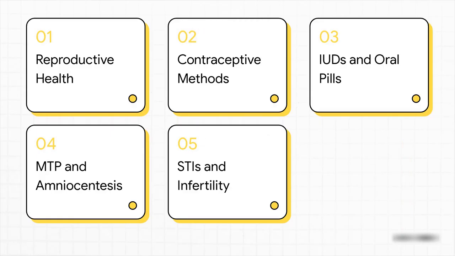Okay, so here is our roadmap for this explainer. We'll start with reproductive health and population, then move into understanding contraceptive methods, cover IUDs and oral pills, dig into MTP and amniocentesis, and finally wrap up with managing STIs and infertility.